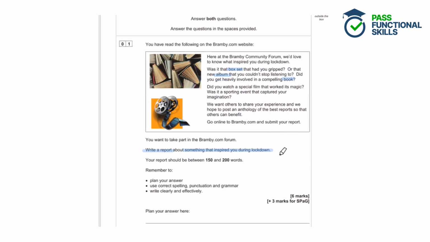So that's our purpose. Now we need to identify the audience that we're writing for. So we're writing for a website, and it's on the Branby Community Forum. So Branby is a place, and we are looking at a local community. So we're writing for a local community of people. It's quite a general audience to write for. We also need to know how much we need to write, and we need to write between 150 to 200 words overall. So now let's look at an example answer that answers this question really effectively.